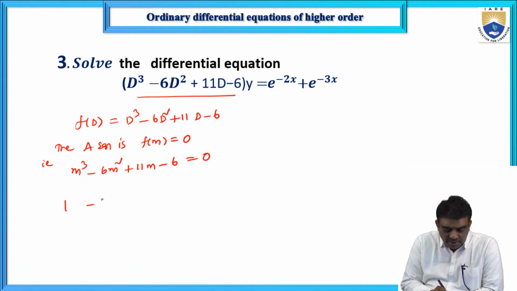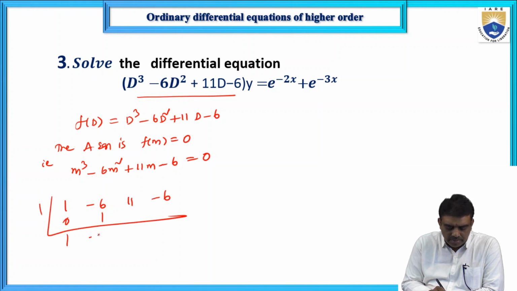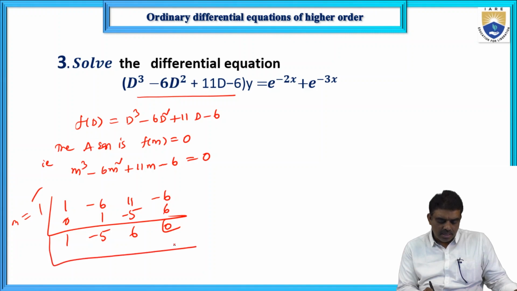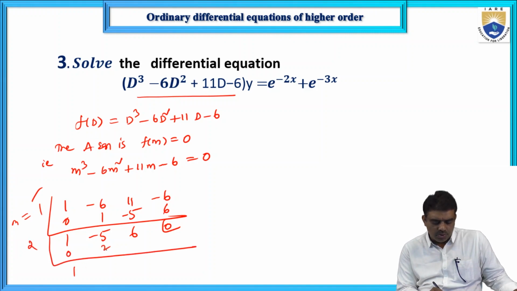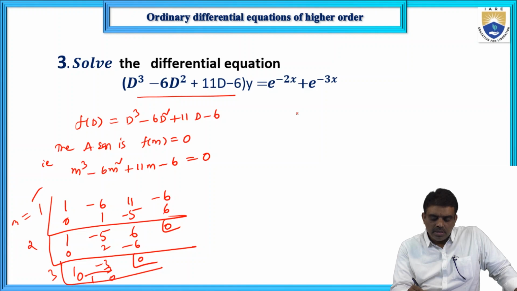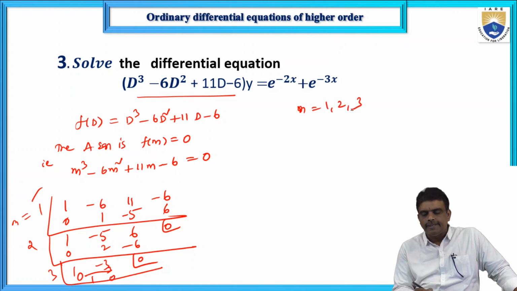So what are the roots? The coefficients are 1, minus 6, 11, minus 6. On putting 1: 1 minus 5 is minus 5, minus 5 plus 11 is 6, minus 6 gives remainder 0. That means m is equal to 1 is a root of the equation. Again, putting 2: 2 ones are 2, 2 minus 3 is... 2 minus 3s are 6, minus 6 is 0. Then putting 0, you get 1, so 3 ones are 3, remainder 0. That means the roots are 1, 2, 3.